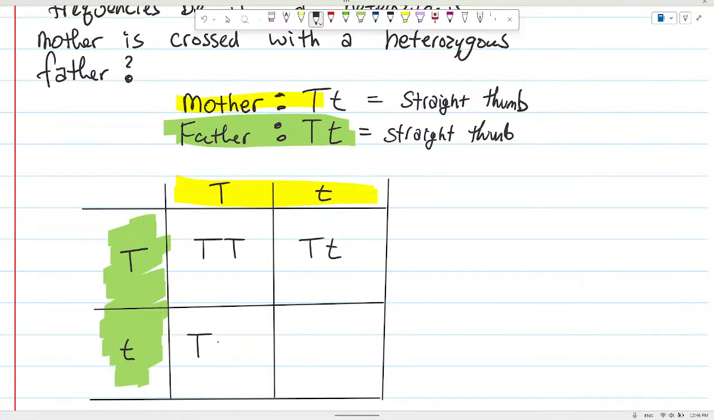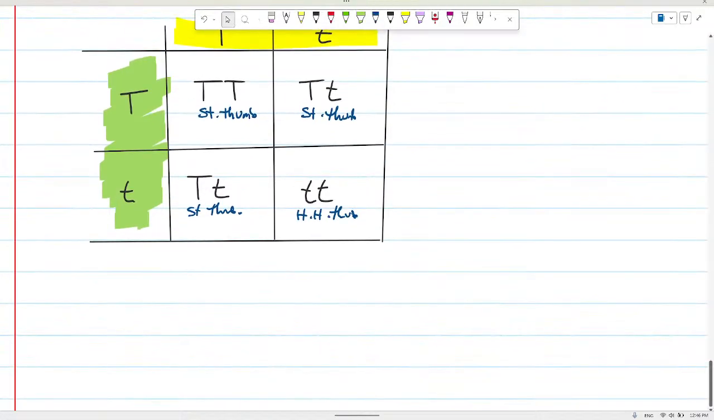Yeah, and by convention, we always write it with the capital first if it's one of each. I wouldn't mark you wrong if you did it the other way, but that's just by convention. And here, little t, little t. Let's fill in the phenotypes. What phenotype will we have here? Straight thumb, right? What about here? Straight thumb. What about here? Straight thumb. Good. And here? Hitchhiker's thumb. Good. So, what are our genotypic frequencies?